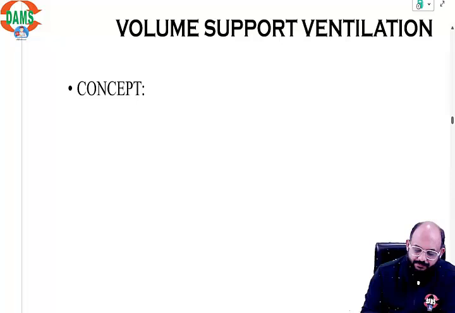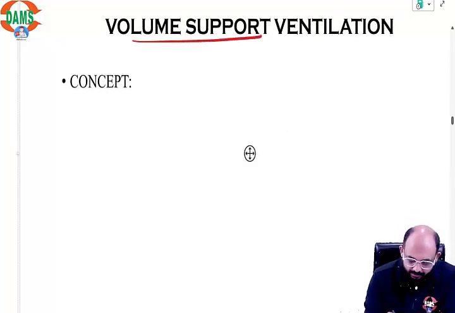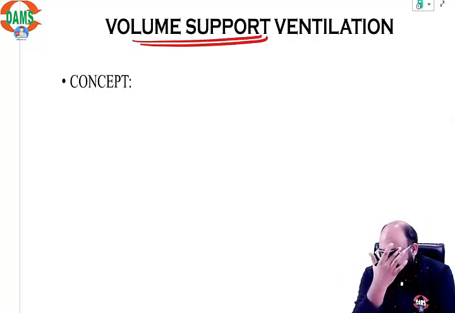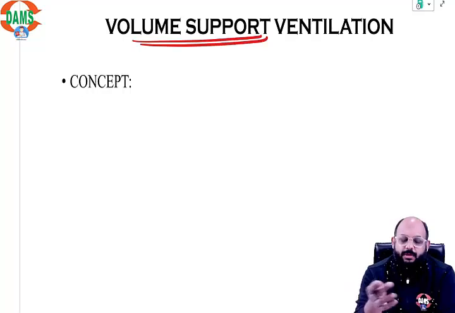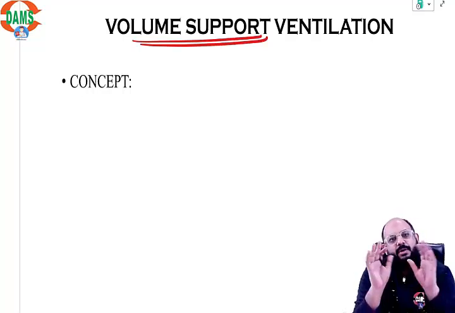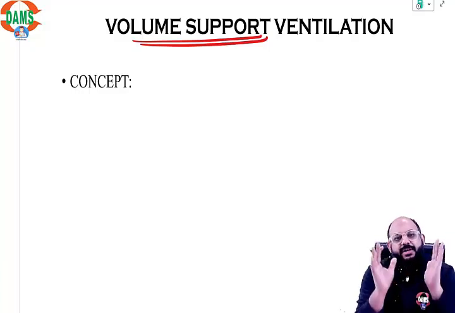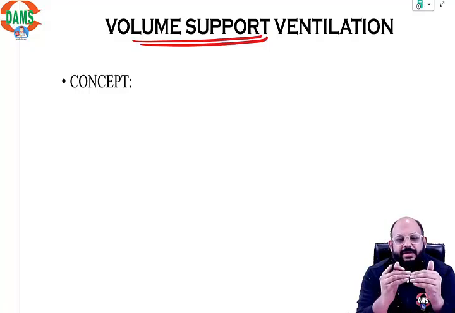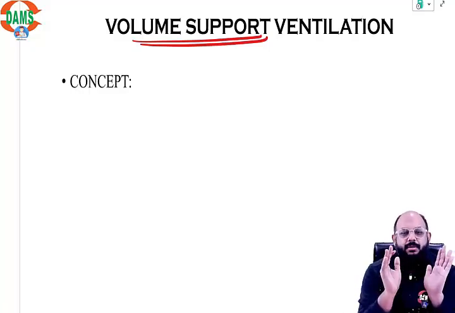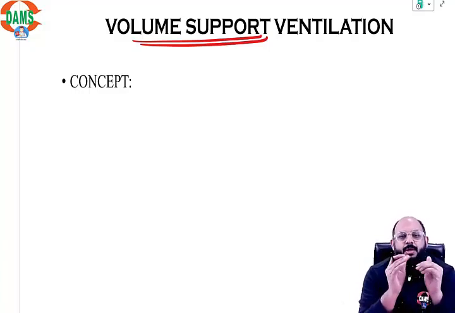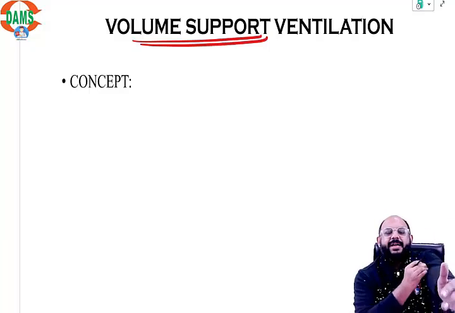Okay. Next we come to volume support ventilation, which is a flow cycled mode of ventilation. Volume support, and the name is only telling you: pressure support, volume support. What were we doing in pressure support? It is a spontaneous mode of ventilation. In pressure support ventilation, the ventilator was augmenting the pressure that you have set, which was above the pressure generated by the patient. So suppose the pressure generated by the patient is 7 centimeters of water, you have set a pressure support of 5, it will add 5 over 7.